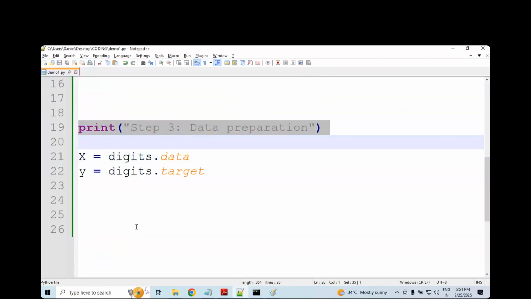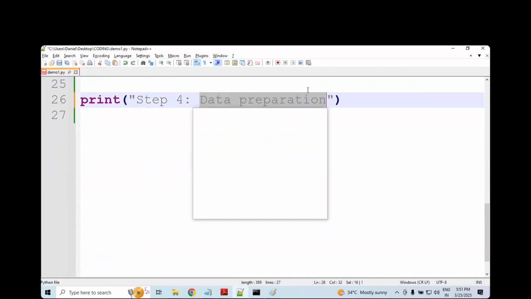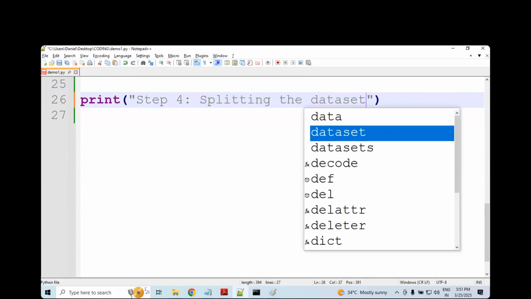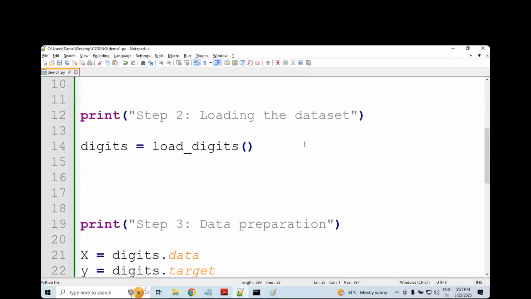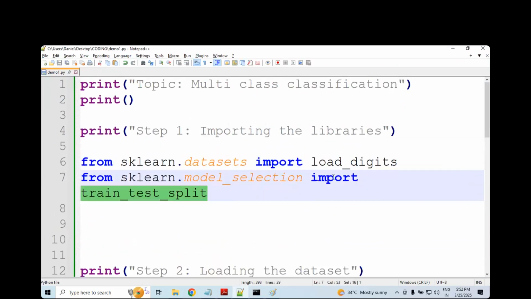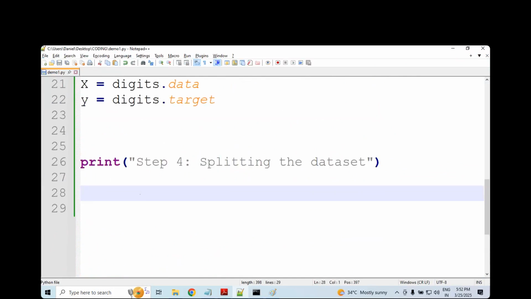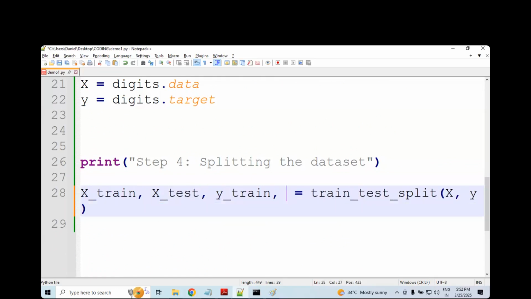All right, so step number 4. What is the step number? Step number 4 is splitting the data set. You need to call the function called train underscore test underscore split. Can you tell me, x comma y, it returns how many? 4. What are those? X underscore train, x underscore test, y underscore train, and y underscore test.